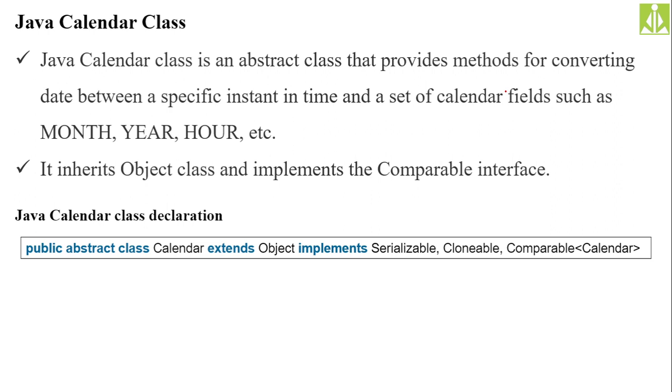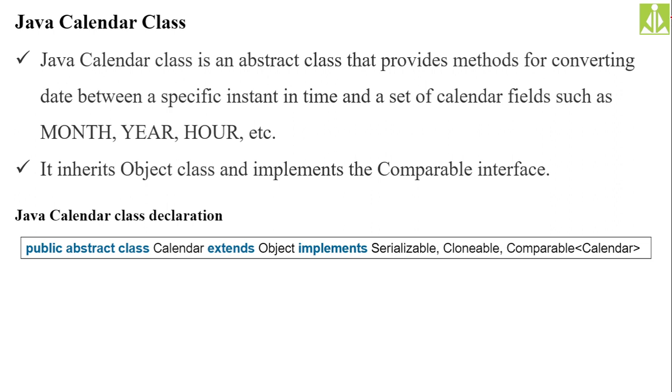So it inherits the object class and implements the comparable interface. The declaration, if you see here, I have given the Java calendar class declaration. It is a public abstract class. Remember this one, the class is an abstract class. Public abstract class Calendar extends the Object class and implements the Serializable, Cloneable, Comparable interfaces.